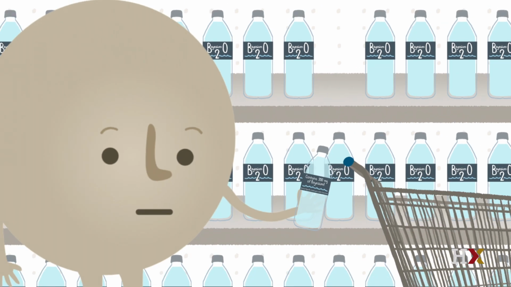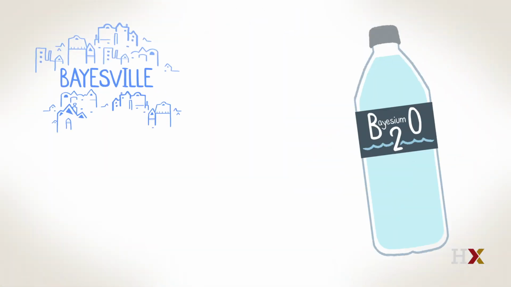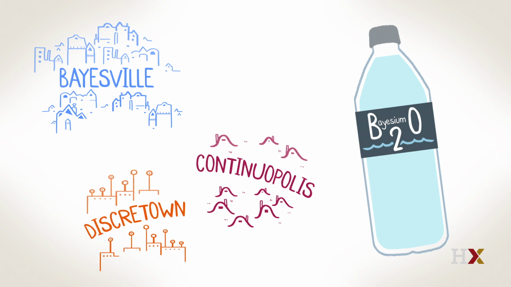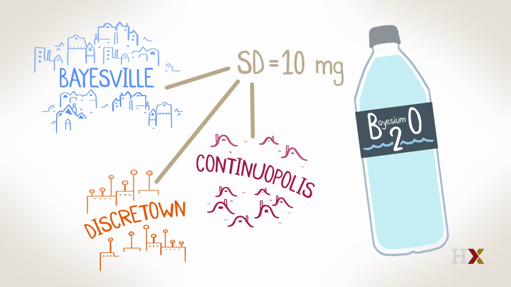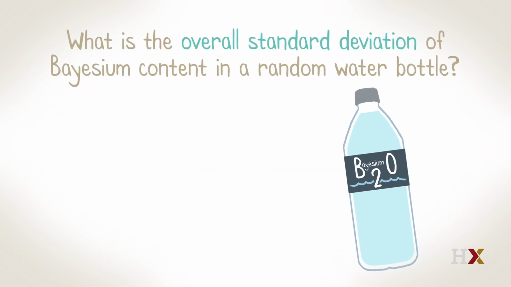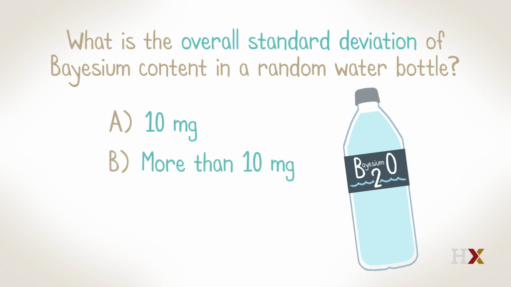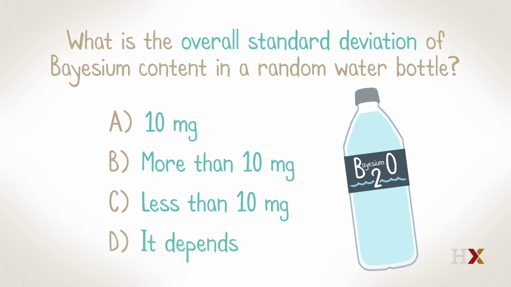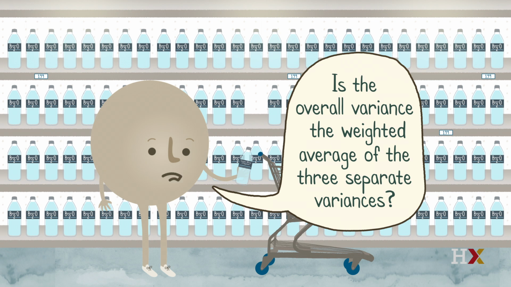Jimmy is also concerned about how much the bayesium content varies by bottle, not just the average amount in a bottle. Suppose that a bottle is equally likely to be sourced from each of the 3 cities. For each source, water bottles have a standard deviation of 10 milligrams in their bayesium content. What is the overall standard deviation of bayesium content in a random water bottle? A, 10 milligrams, B, more than 10 milligrams, C, less than 10 milligrams, or D, it depends. Is the overall variance the weighted average of the 3 separate variances?